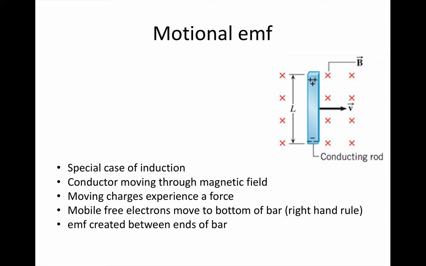Now we know that the protons aren't free to move in a solid, but the negative electrons are, and they will feel a force in the opposite direction, which is downwards. That means that the electrons will congregate at the bottom of the bar, leaving a net positive charge at the top of the bar, and so an EMF is created between the ends of the bar for as long as we keep the bar moving through the field.